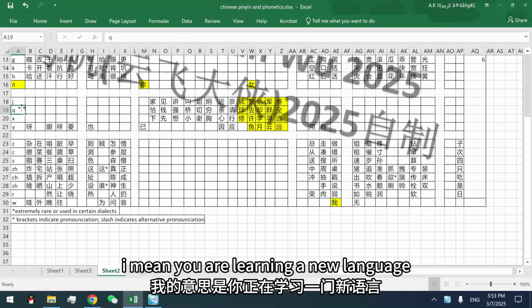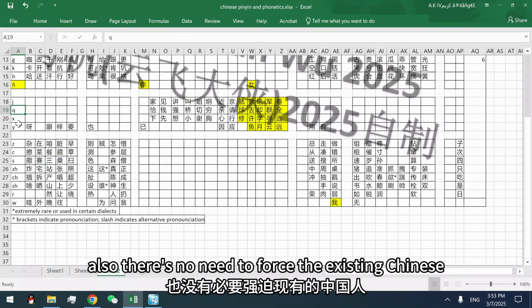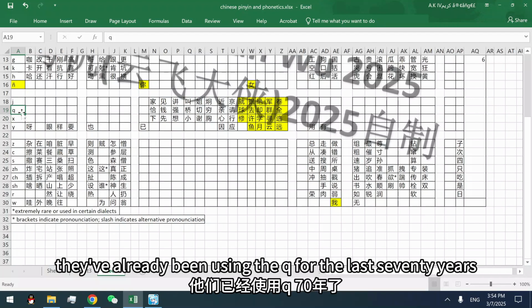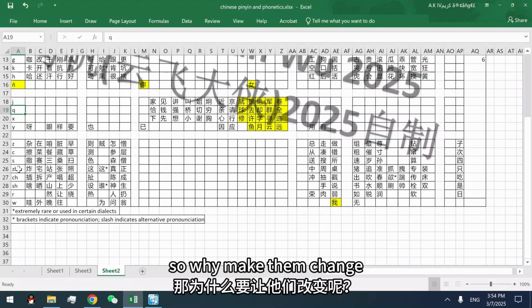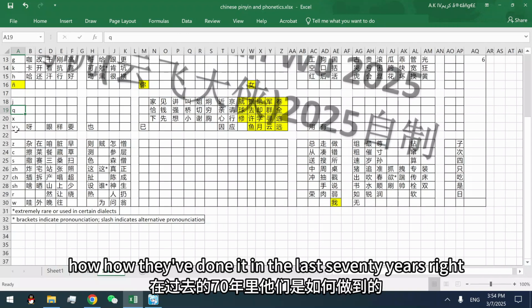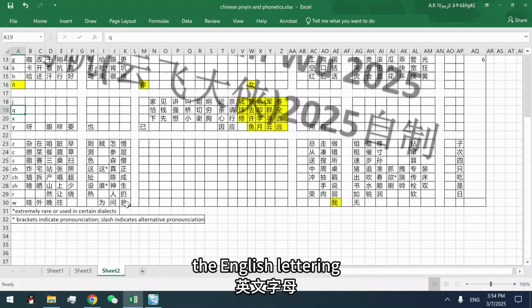I mean, you're learning a new language, and it's important to adapt to the new system. Also, there's no need to force the existing Chinese 1.4 billion population to make these changes either. They've already been using the Q for the last 70 years, so why make 1.4 billion people change how they've done it in the last 70 years, right? So yeah, that's why I'm not changing any of these to make them sound closer to the English lettering.